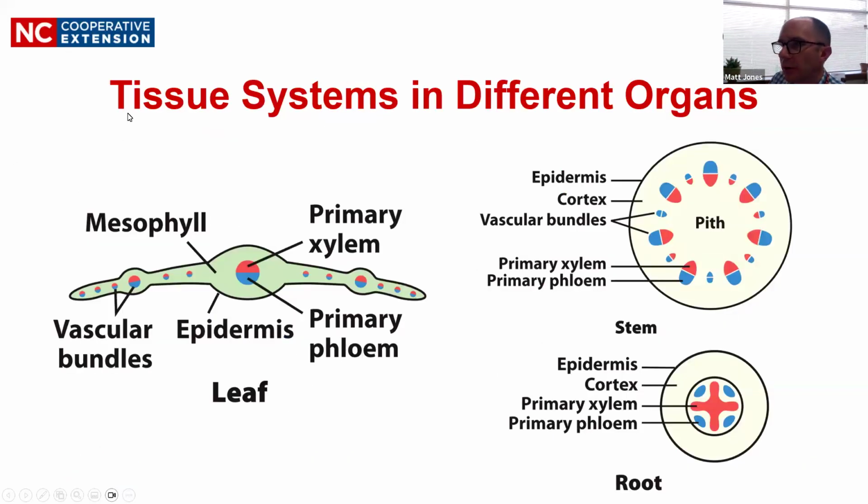And here's just more of how these three different tissue systems can be distributed in different plant organs. So here's a cross-section of a leaf. And you can see that the epidermal cells are depicted in black here. The main ground tissue cells, described as mesophyll cells, are depicted in green. And then the xylem and phloem cells, or the vascular tissue systems, are depicted in red and blue, with the red representing xylem and the blue representing phloem in this case.